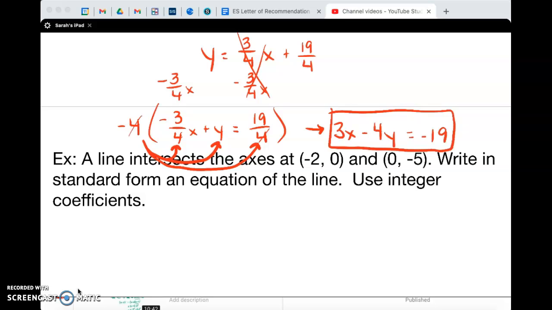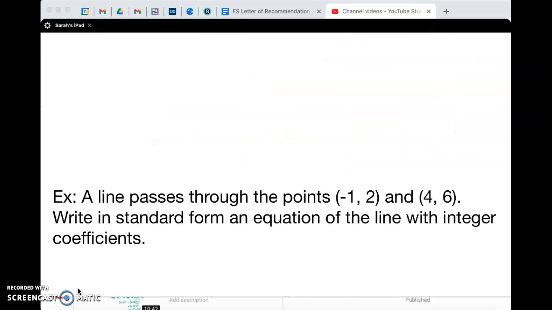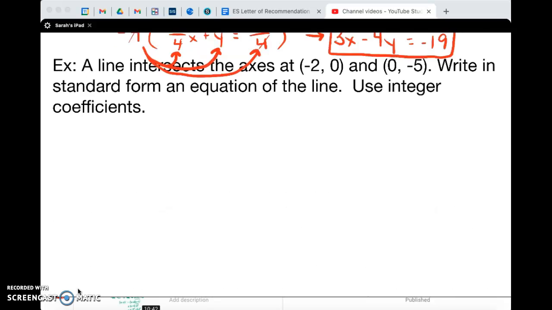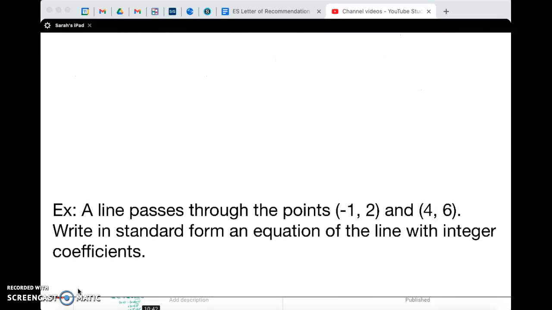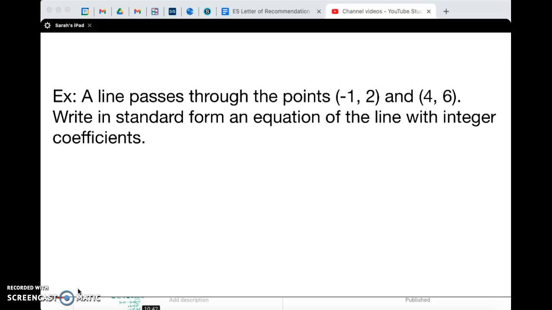Do you want to do this problem with (-2, 0) and (0, -5), or do you want to do this problem with (-1, 2)? Matic says this one. Does anybody else have a preference? Okay, so we're going to do this one.